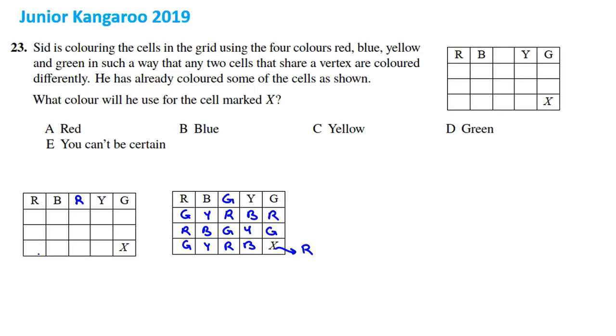Okay, let's consider the other case. It is B, R, Y, so it should be G. G, R, B should be Y. Y, B, R should be G. G, R, Y should be B. B, Y, G should be R. Here, Y, G, B should be R. R, G, Y should be B. B, Y, G should be R. R, G, B should be Y. Y, B, R should be G. B, R, Y should be G. So in both cases, X is R. So the answer is A.